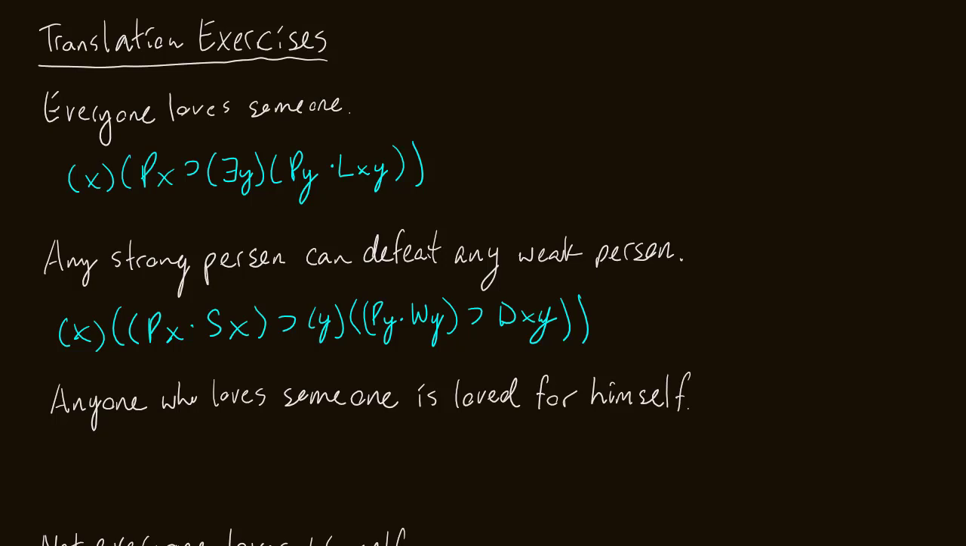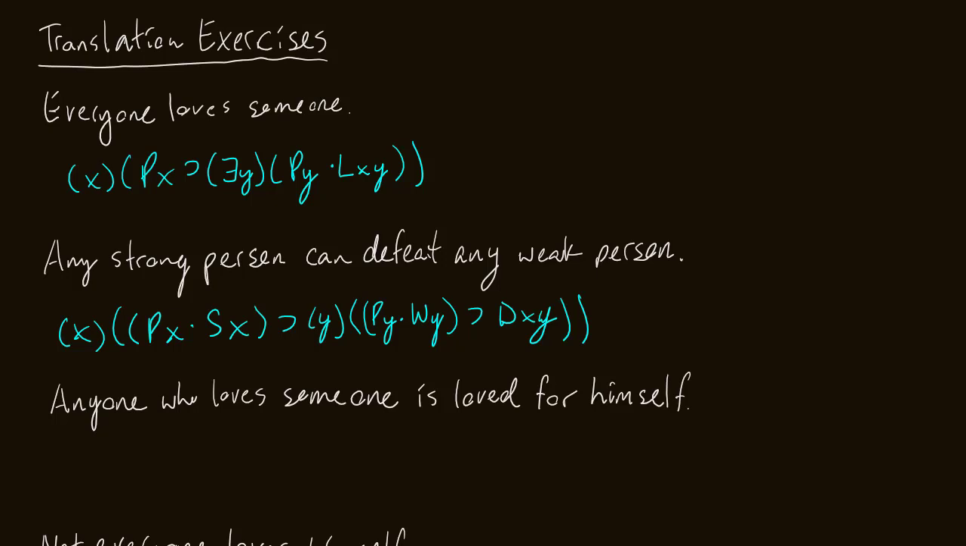Now let's look at: anyone who loves someone is loved for himself. Okay, so I have to define that. If I say for all x, x is a person and they love someone, so I'd say that there exists a y such that x loves y. So it's kind of like our first example. And then we also have to include that they're loved for themselves. So that means that there must exist another variable, say z, such that z loves x.